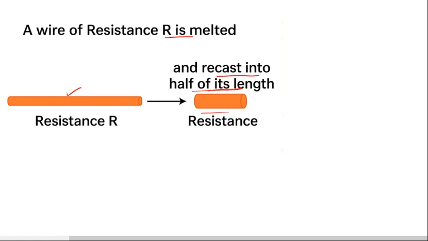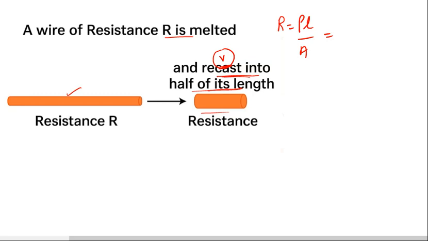Its thickness will increase, because the volume remains constant here, as the same material is recasted. In case the volume remains constant, what formula do you have to use? R equals rho L by A, you know that. To get the relation between resistance and the length of the conductor, in terms of volume.